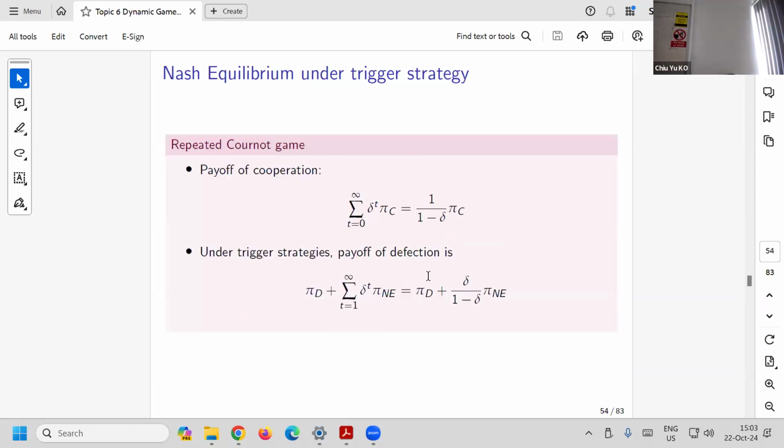So let's calculate it. What are the profits? If you collaborate forever, that will be the payoff. It's a geometric sum. And if you defect, then you get the deviation payoff, and then you will get the NE payoff forever. So that's the payoff.